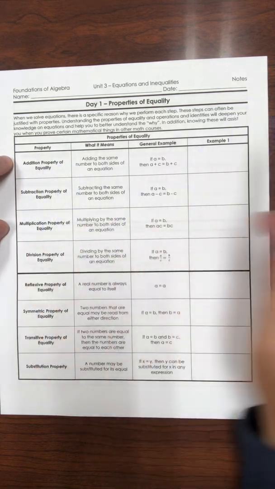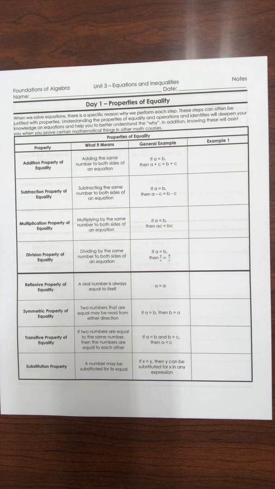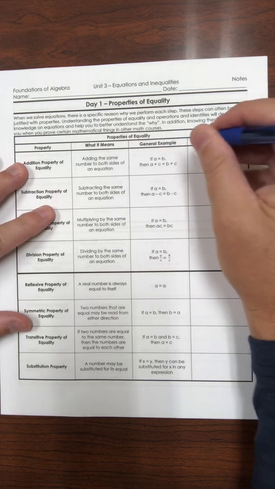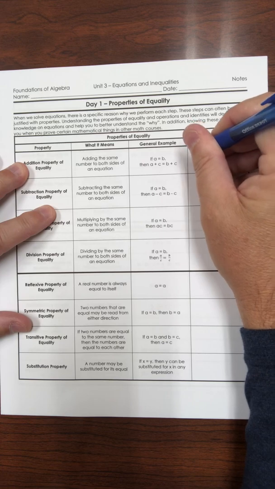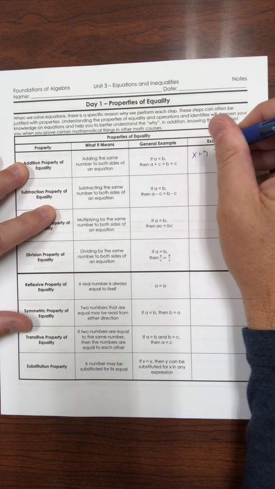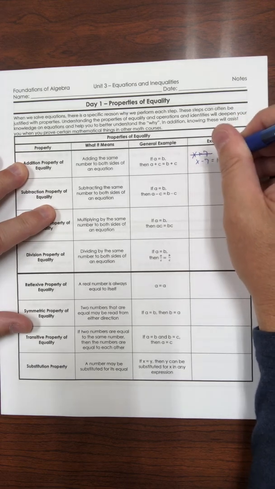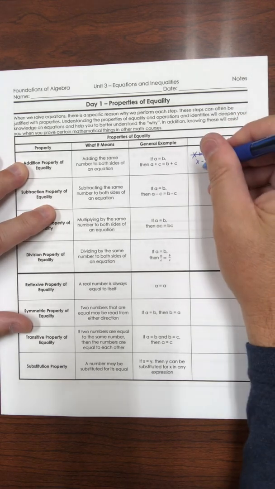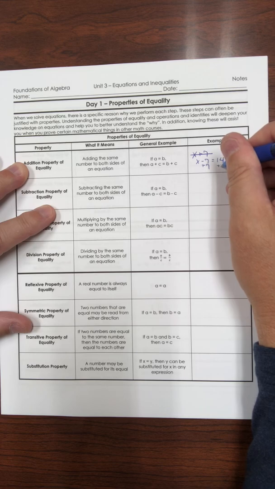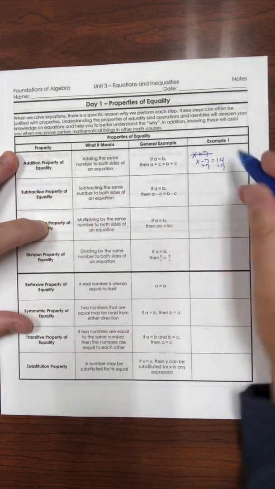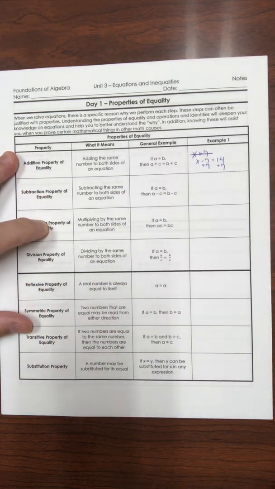So the addition property of equality, basically it's telling you if you add something to one side of the equal sign, you have to add it to the other. And we've been doing that for a long time, like x minus 7 equals 14. To get x by itself, I would add 7, right? Addition property, I'm going to add 7 to both sides, okay?